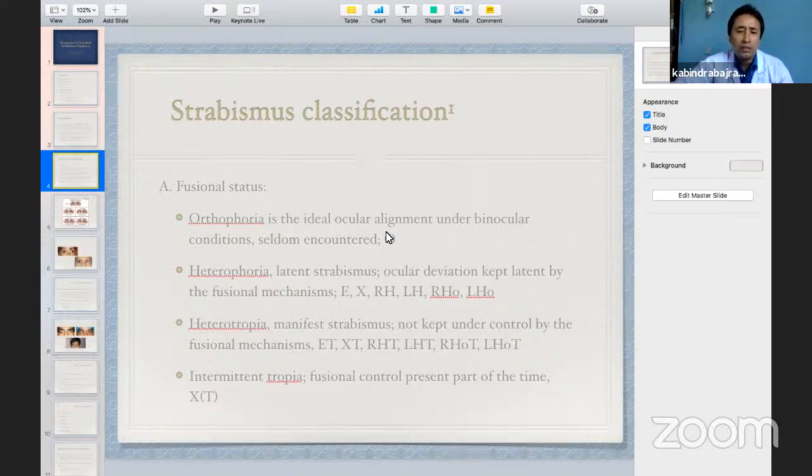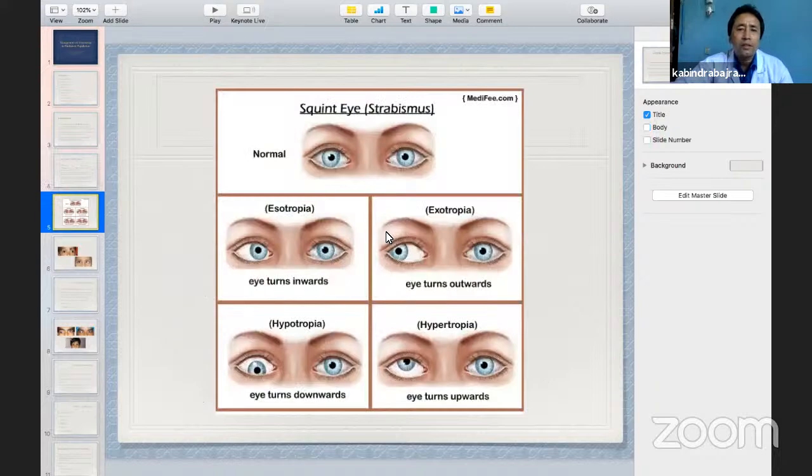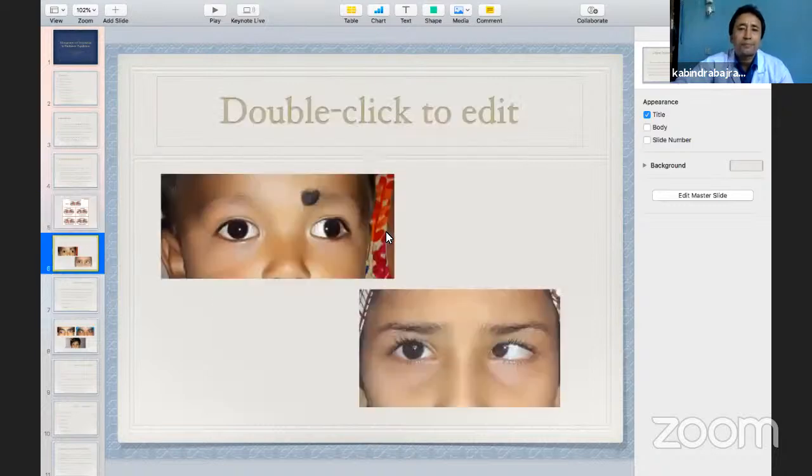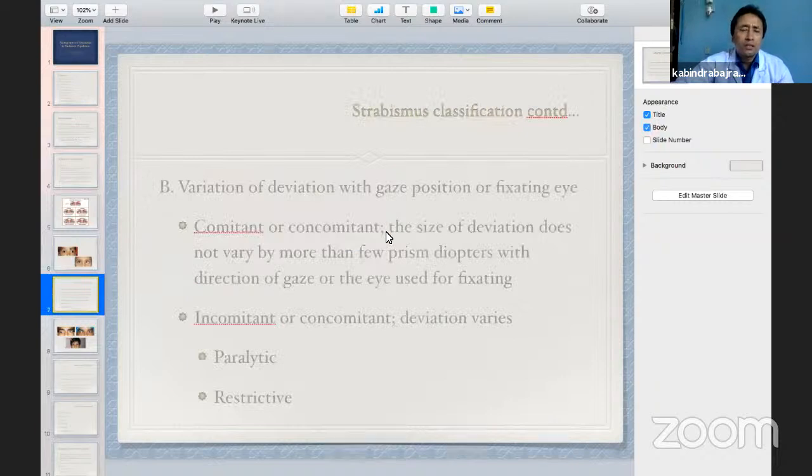Intermittent tropia is a condition where fusion is controlled part of the time. So sometimes the eye looks aligned, sometimes it's squinting. So here we can see the normal state of eyes. Both eyes are looking parallel in the uppermost, esotropia in the second one, exotropia right eye in the third one, and in the fourth and fifth one, there are hypotropia and hypertropia. So again, this is exotropia right eye, left eye, and the left eye again, esotropia with slight inferior oblique overaction over the left eye.